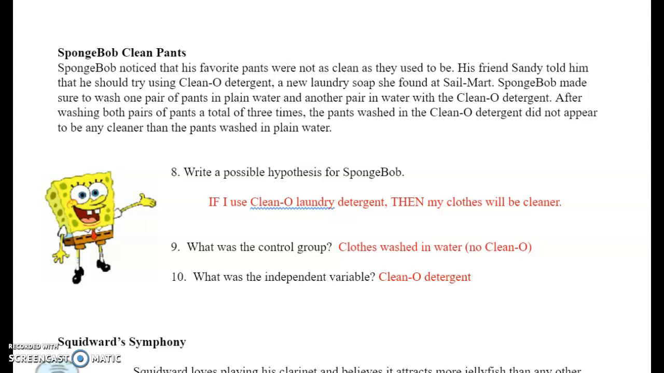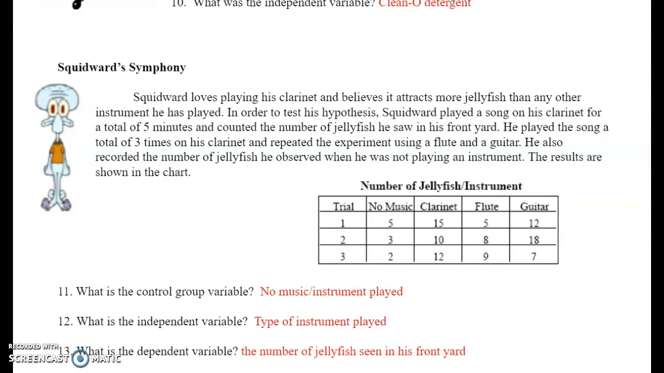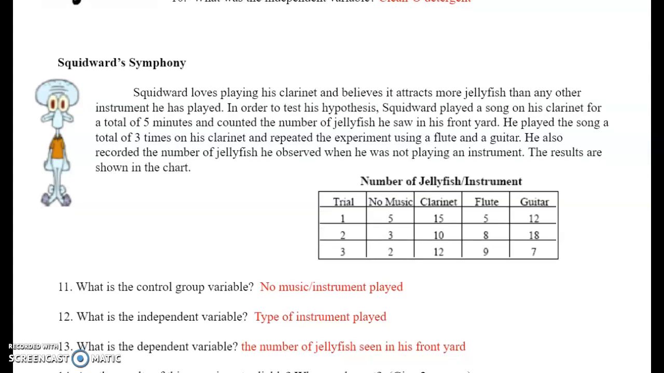For Squidward, he loves his clarinet and he believes that it attracts more jellyfish when he plays it than any other instrument. So he played a song for 5 minutes and he counted the number of jellyfish he saw in his front yard.